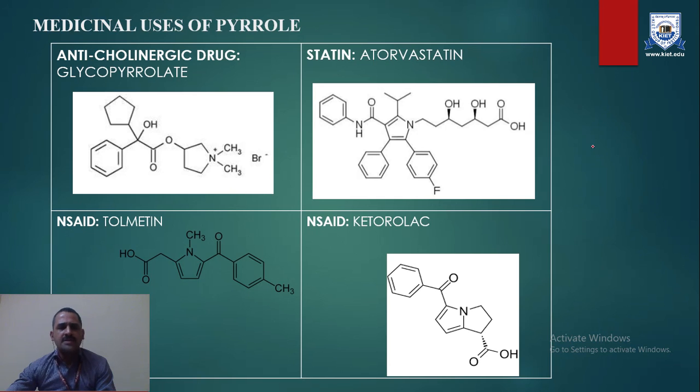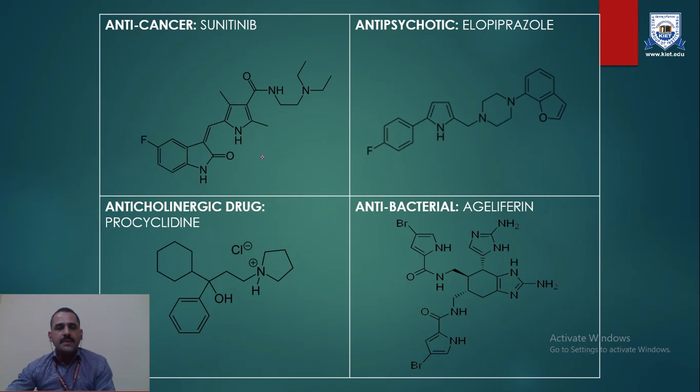We have some diagrams of drugs like glycopyrrolate, an anticholinergic drug, atorvastatin, a lipid lowering drug, tolmetin, a non-steroidal anti-inflammatory drug, and ketorolac, again an NSAID, a non-steroidal anti-inflammatory drug. Sunitinib, that is an anti-cancer drug, aripiprazole, antipsychotic, azilifern, that is antibacterial, and procyclidine, that is an anticholinergic drug. So you can see pyrrole is present as a basic structure in all these drug molecules.